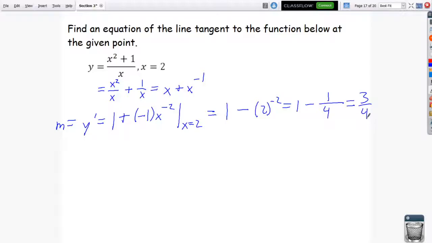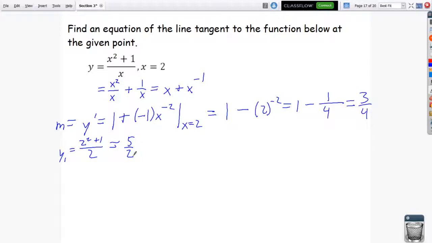All right. Next thing we have to do, I've got my slope, I've got my x1, I really only have to find my y1. So my y value is going to be equal to 2 squared plus 1 over 2, which is going to be equal to 5 halves.